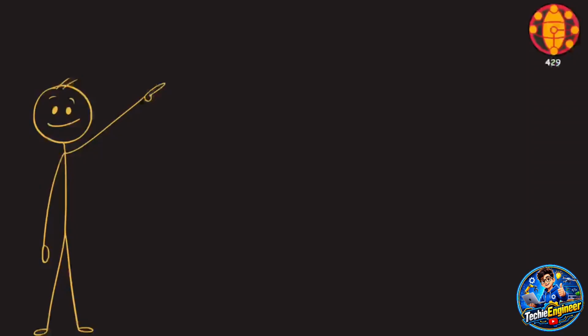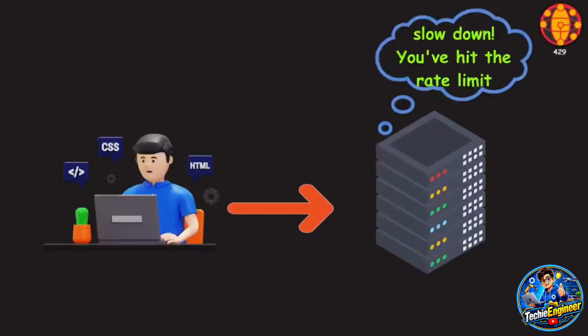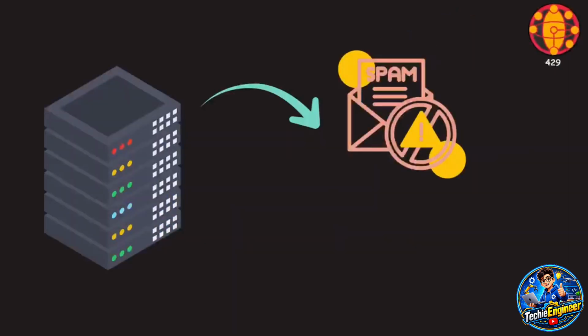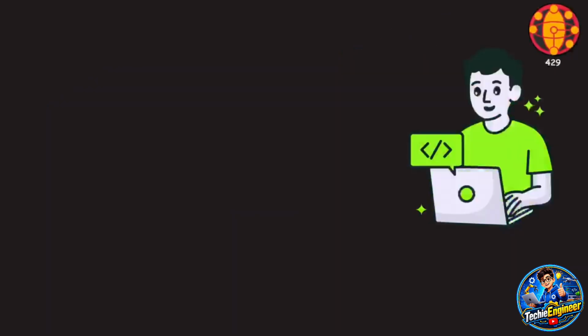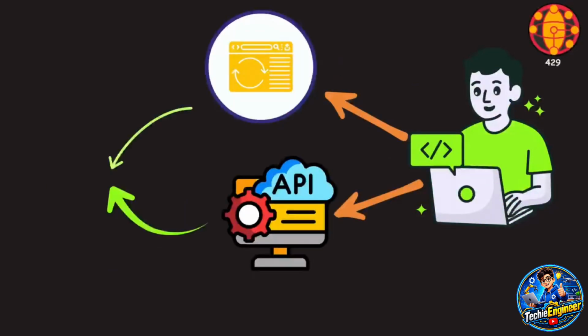429. 429 means too many requests. This is the server's way of telling you to slow down. You've hit the rate limit. Servers do this to stop spam and keep things fair for everyone. If you keep refreshing a page too fast or make too many API calls, you'll get hit with a 429.